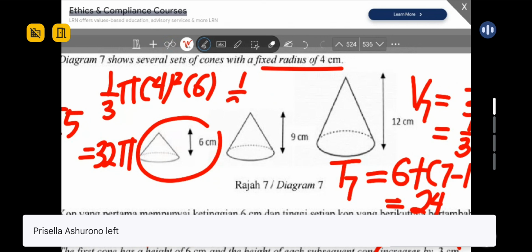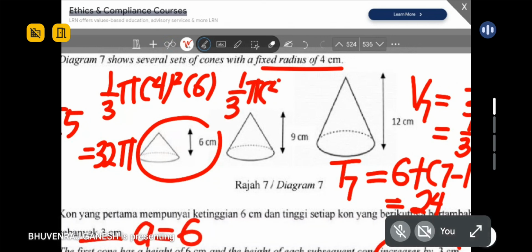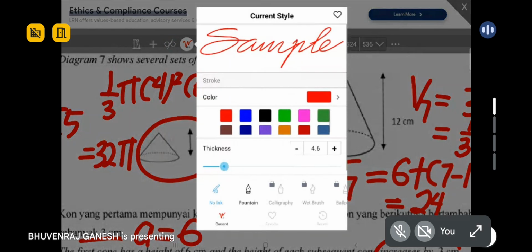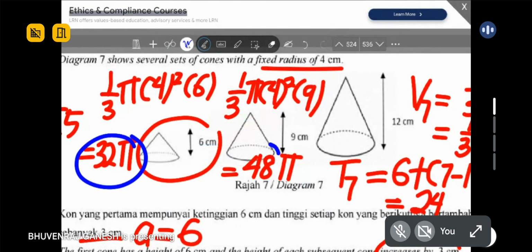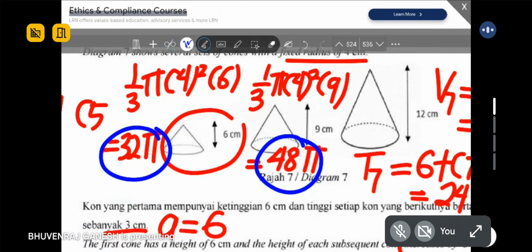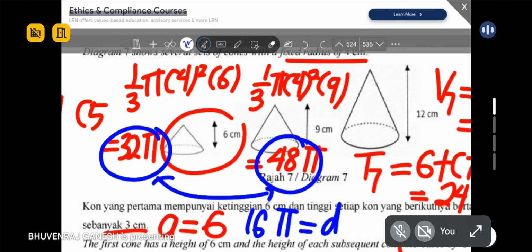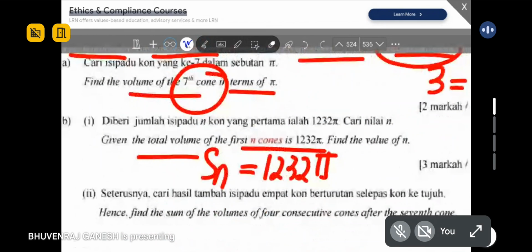So you need to count for the second one also. No choice lah. You have to find everything. And then this one is 9. So you will get 16,348 pi. Okay, so what is the common difference, guys? Can you all tell me? Beza sepunya, these two. How to find common difference? Just minus lah, tolak saja. So you will have 16 pi. So this is your D value now, the new D value, because we are talking about volume.